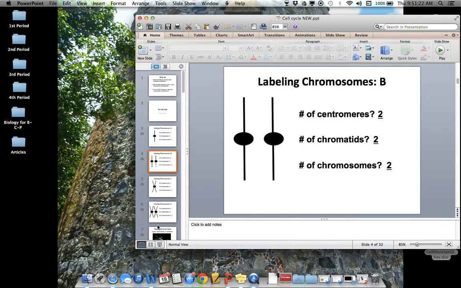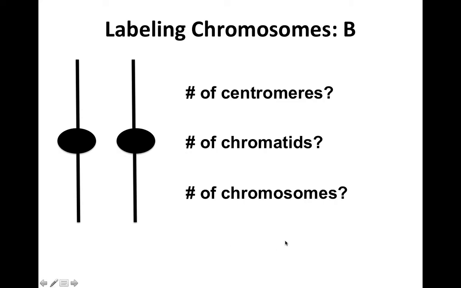All right, so let's check these out. Again, you just saw the answers. All right, so this was B right here, okay? So how many centromeres do you guys see here? Right here, you're actually going to have two, okay? 1, 2. How many chromatids do you see? There's 1, and then there's 2, okay? So actually, you're going to see 2 chromatids.